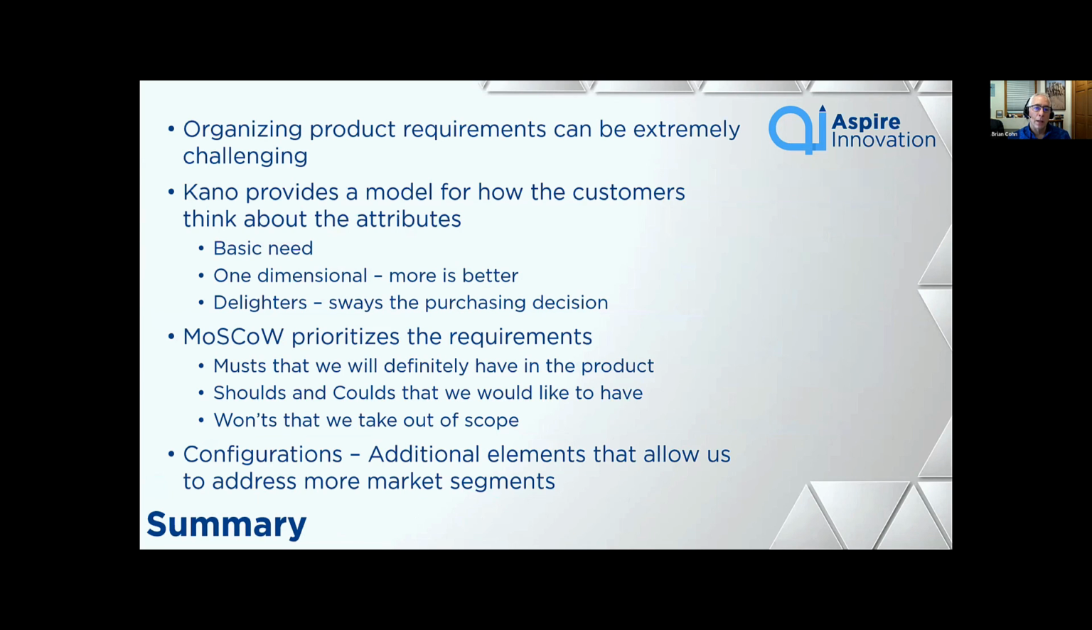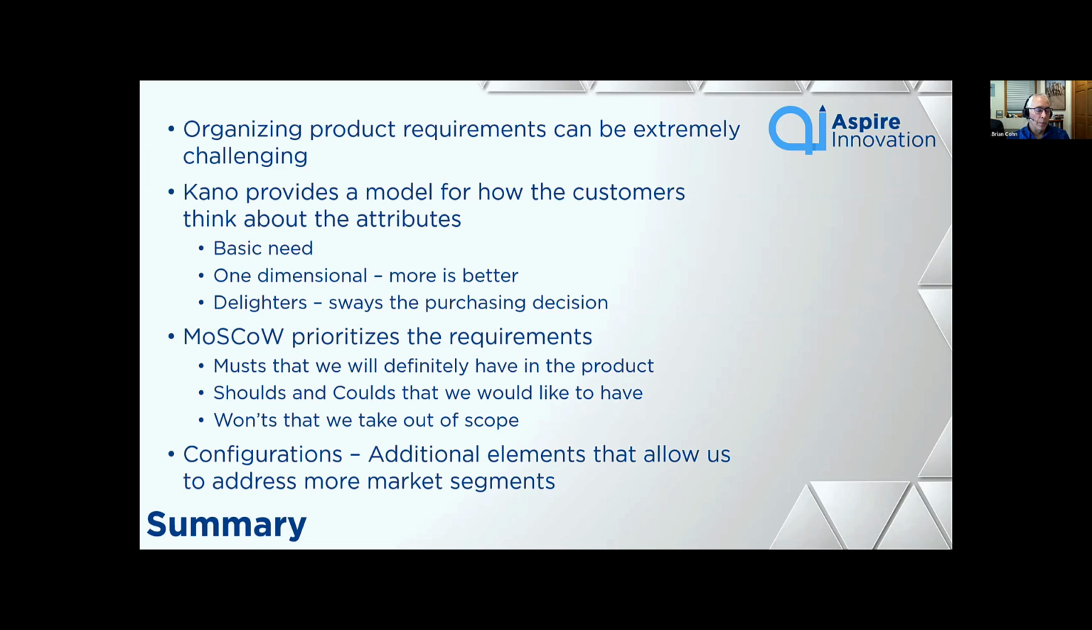Wrapping this up, I think we all see challenges in organizing product requirements, and it can get messy. We can confuse the organization, and we really have these two models that can be very powerful for doing that. The Kano model, so we can think about, where does this fit? Is this a basic need? Are we getting ourselves in the performance into that basic need, into what we sometimes call the qualifying level of performance, or are we putting some small number of delighters in to sway the purchasing decision?